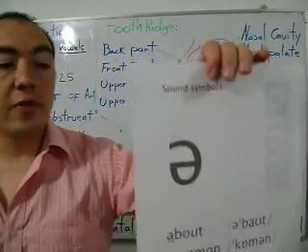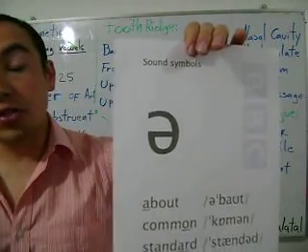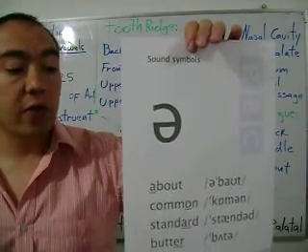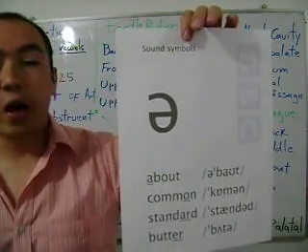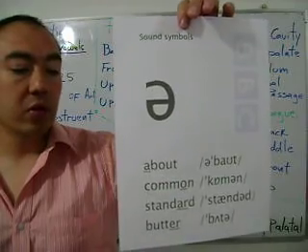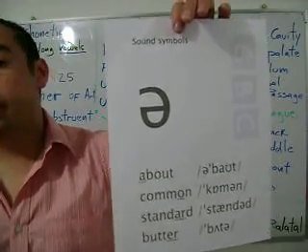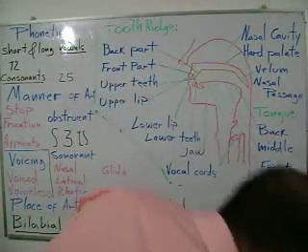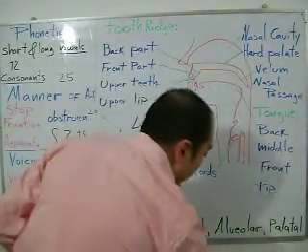And finally you have this, which is the only one that has its own name. It's called schwa, and you find it in words such as about, common, standard, and butter. So far, those are the vowels.